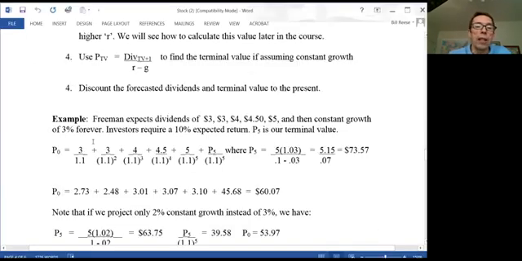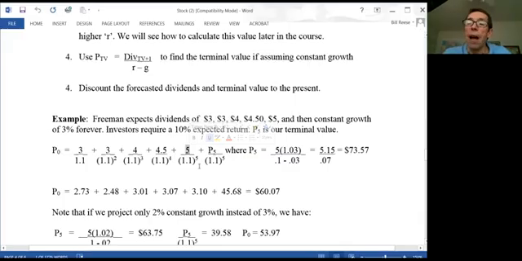Okay, so here is how we're going to come up with the price of Freeman stock, or what we think the price should be. We're simply going to take the expected future dividends and discount them back at my required rate of return, which was 10%. So here's the dividend at time 1 divided by 1 plus R, where R is 10%. The dividend at time 2 divided by 1 plus R squared. The dividend at time 3 divided by 1 plus R cubed. The dividend at time 4 divided by 1 plus R to the 4th, and the dividend at time 5 divided by 1 plus R to the 5th.